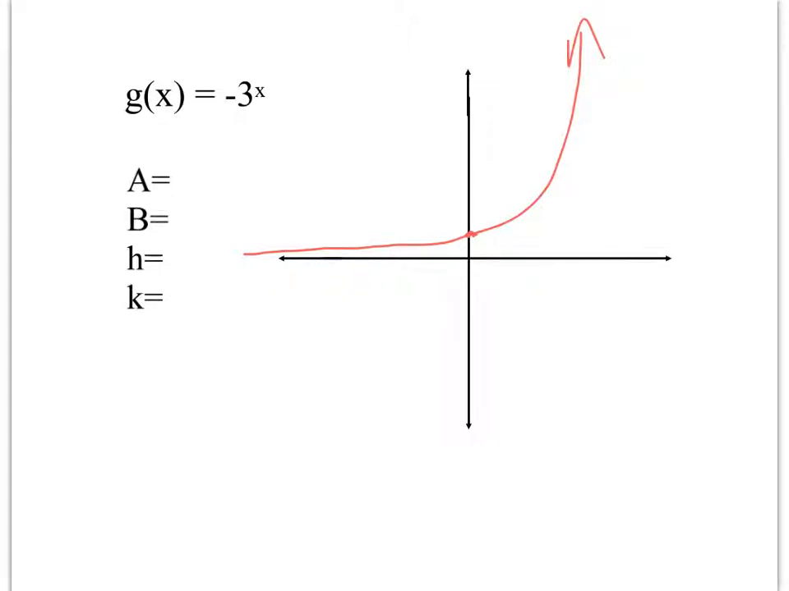The a is actually negative 1 because it's negative 1 times 3 to the x power. Our b is our base, which is 3. And h and k are both 0 because I don't see anything written with my exponential term. Okay, so now what happens to this graph? This graph just gets flipped over the x-axis, so it's going to look something like this. It's going to have a y-intercept of 0, negative 1, hug the x-axis on the left side, pop through there, and then shoot down to the right very quickly.